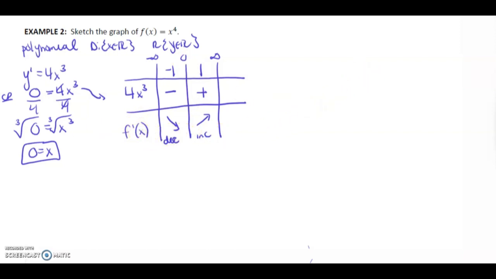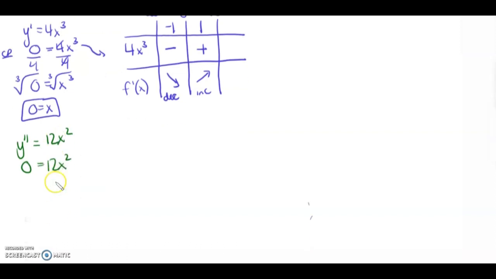Okay, now let's do the second derivative. So that's the first derivative. Second derivative, y double prime equals, we're going to have 12x squared. So when does 12x squared equal 0? Because then we can find points of inflection. Okay, so we get 0 equals x squared, and then obviously if you root both of these, you get 0 equals x. So there's a point of inflection, okay, at 0, 0, and we should say possible.